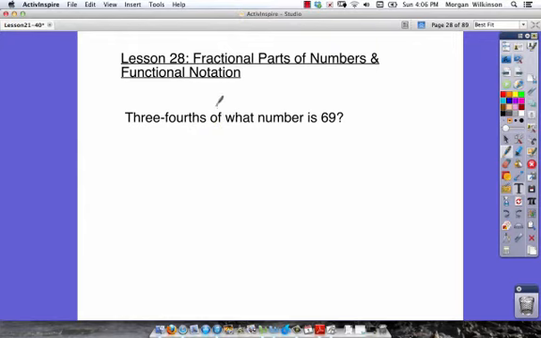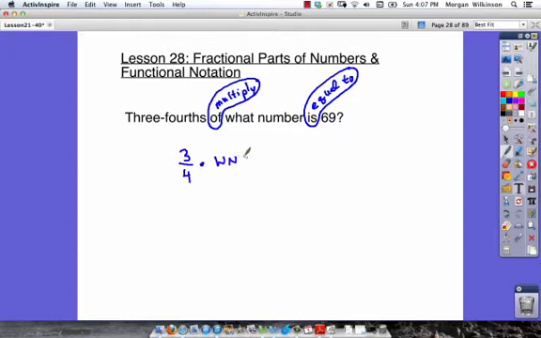What we need to know is that "of" means to multiply. Whenever we see that word "of" in a problem like this, it means multiply. And whenever we see the word "is," that means equal to. So if we know those two things, we can write out this question as an algebraic expression. We can say 3/4 of what number, 3/4 times Wn, is equal to 69.